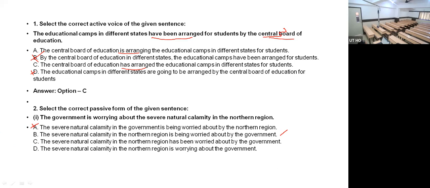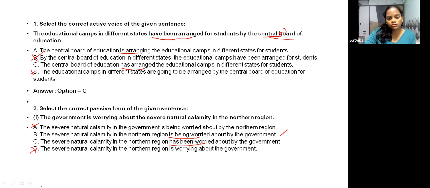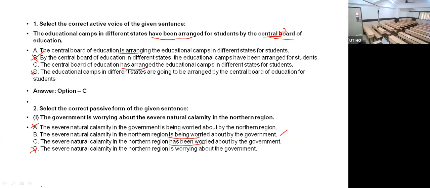Okay, let's look at the others. The severe natural calamity in the northern region has been worried about by the government. So here we have "is being worried about" and "has been worried about." Option C, the severe natural calamity in the northern region is worrying about the government, is absolutely wrong. Now between B and C, which one would you choose? B. The government is worrying about it, so "is being worried about." B should be your answer, not the past tense. I think you got it right.